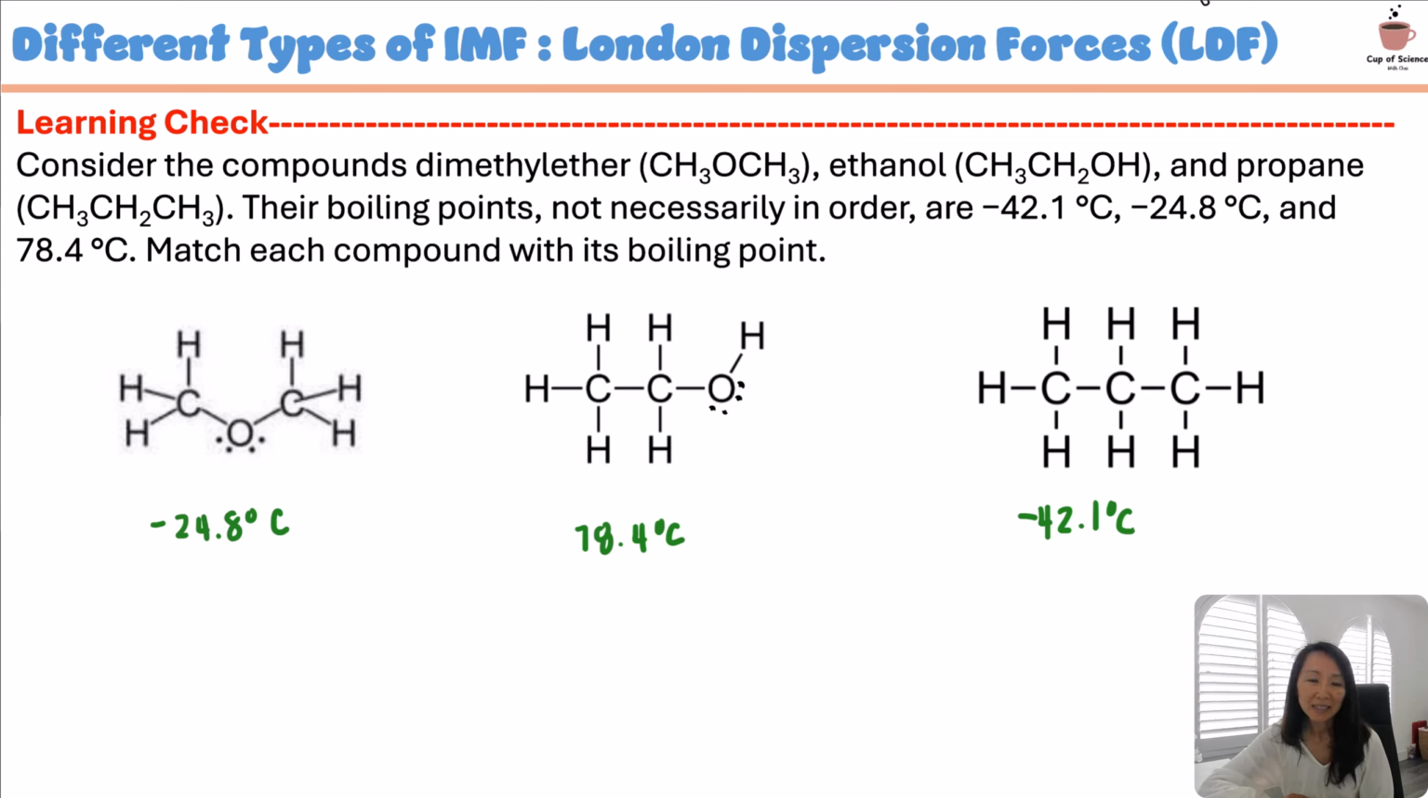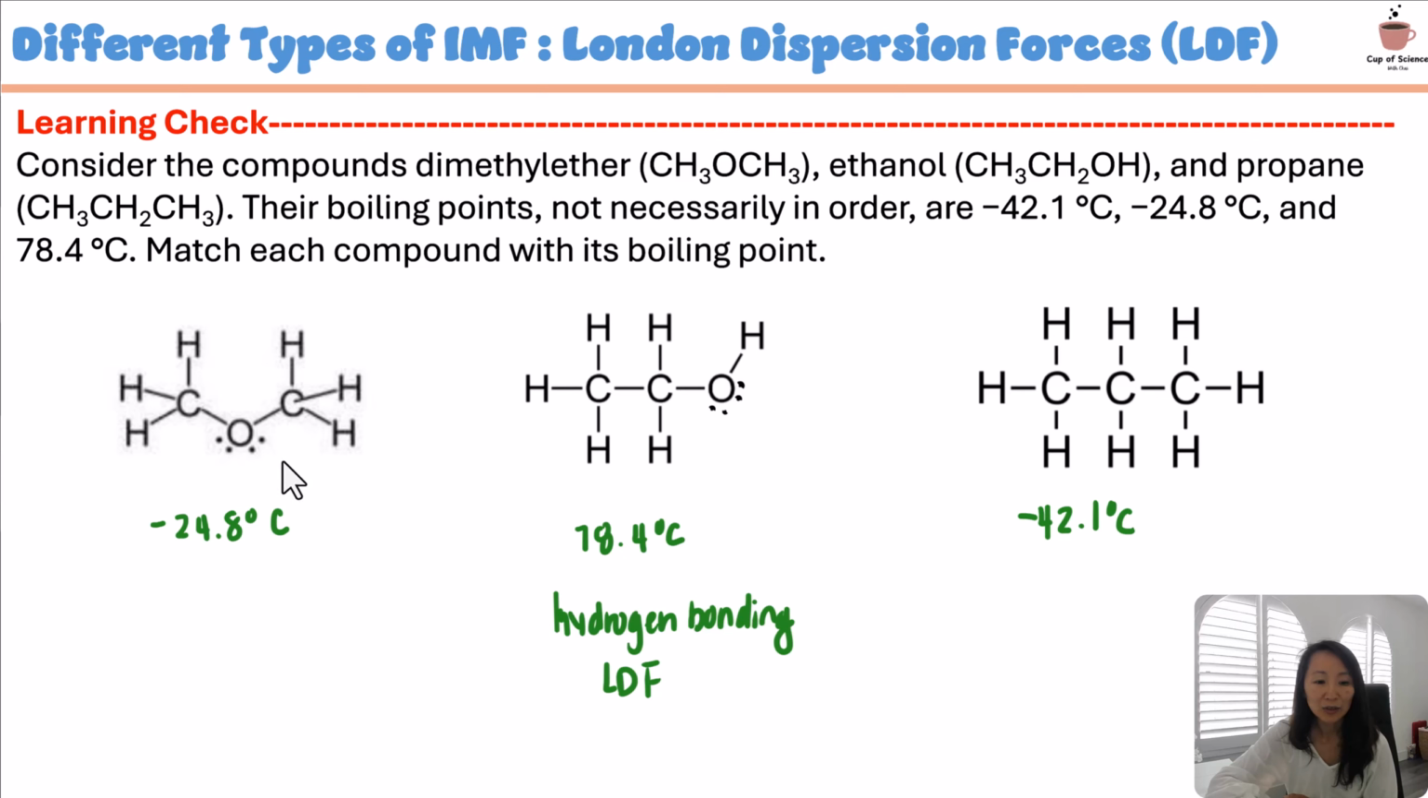The reason why it's in this order: let's talk about ethanol, the one with the highest boiling point. Why is it the highest? Note that this oxygen is attached to the hydrogen. That means that this molecule has the ability to do hydrogen bonding. And all molecules can do London dispersion forces and will do London dispersion forces. Something with hydrogen bonding will have the greatest boiling point.